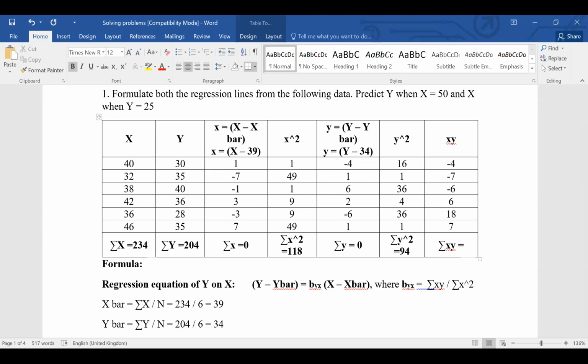Okay, what is the summation of xy now? Minus 4 plus 1 minus 1 will be cancelled. This will be cancelled. So 14. Yes, right. Very good. Okay, I think now you got this answer.